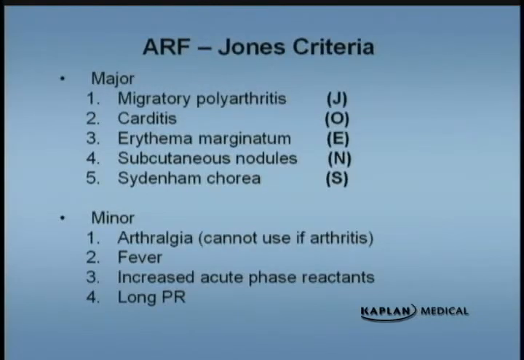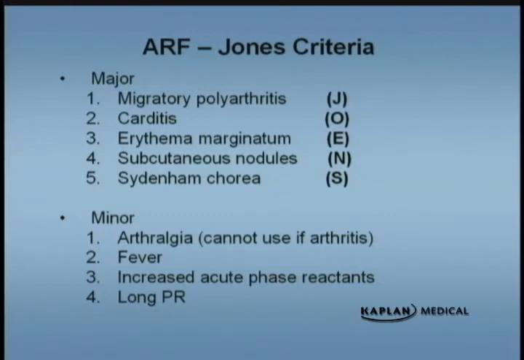So here we have the Jones criteria, the major and the minor. And a nice mnemonic for Jones criteria is JONES. The migratory polyarthritis, that's the J, joints. O, use your imagination now. The O can be made to look like a heart, and that's for carditis. Erythema marginatum is the E, and that's the characteristic rash that you'll see with rheumatic fever. Subcutaneous nodules provides the N. They can occur anywhere. And Sydenham's chorea, which are those characteristic movements of the body, is the S.